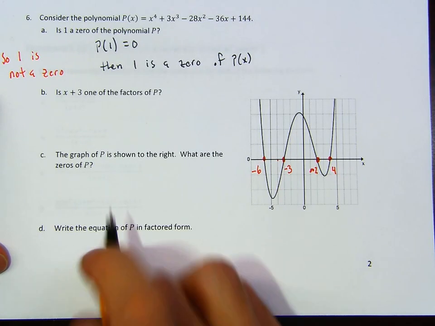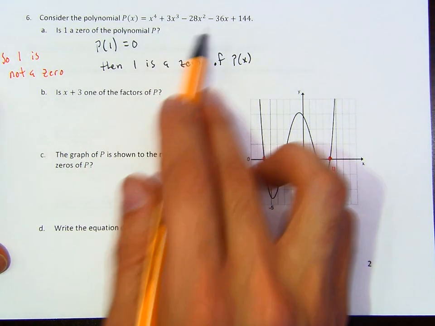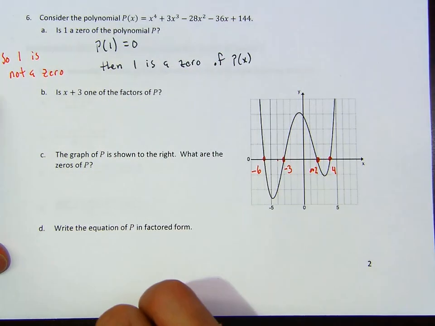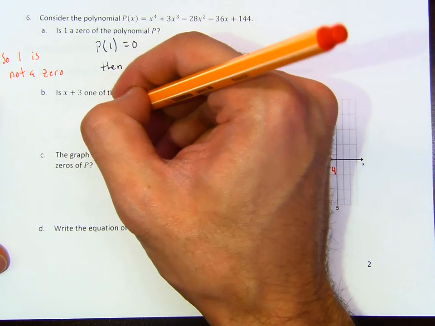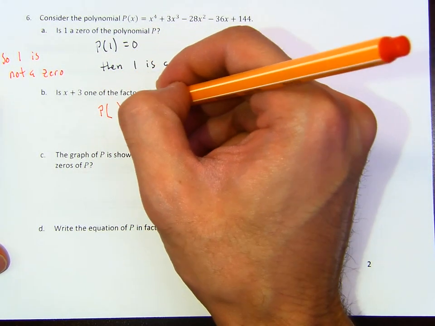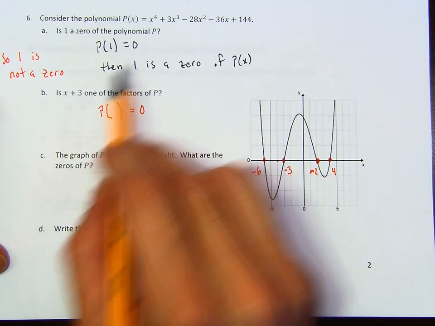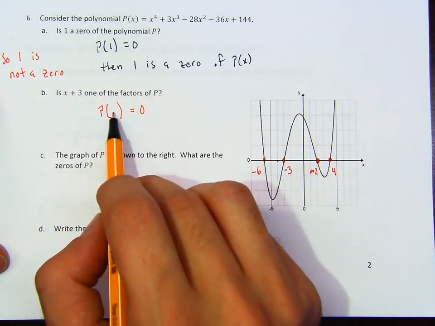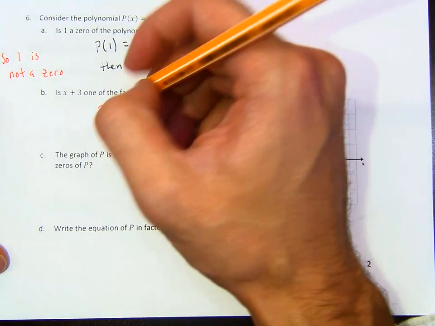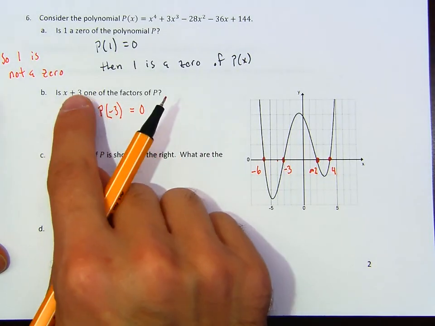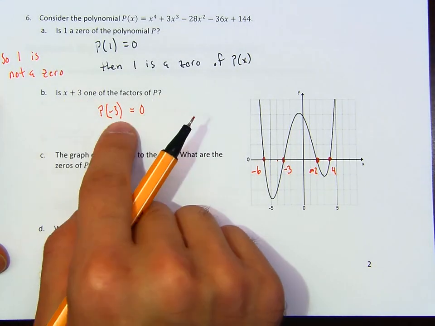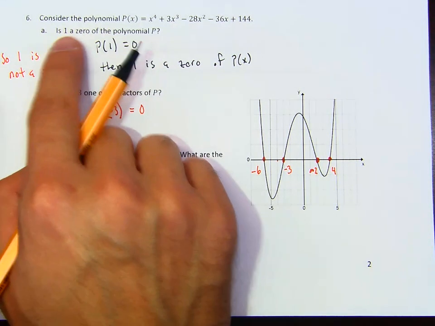Is x plus 3 a factor of this? There are two ways of doing it. The first way is, what could you plug in here to see if x plus 3 is a factor of this? Pause the video and think, what would the number be? It would have to be -3. If you plug in, because it's saying x plus 3, you're using the opposite.